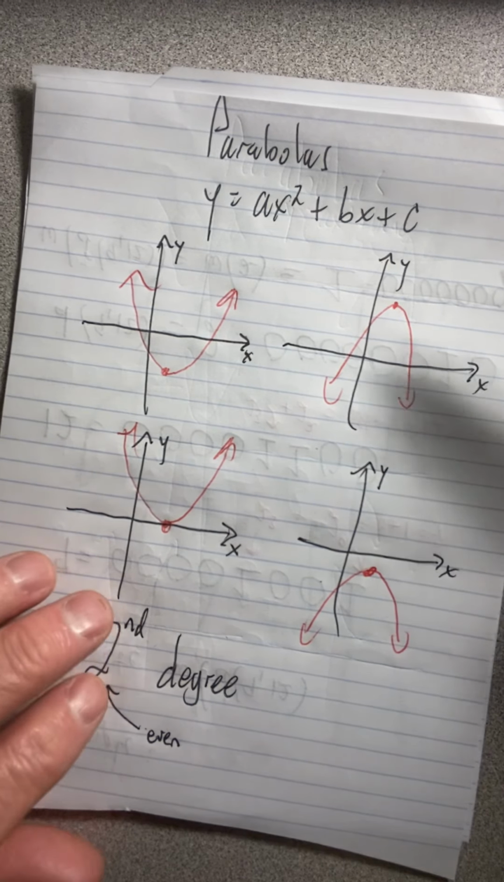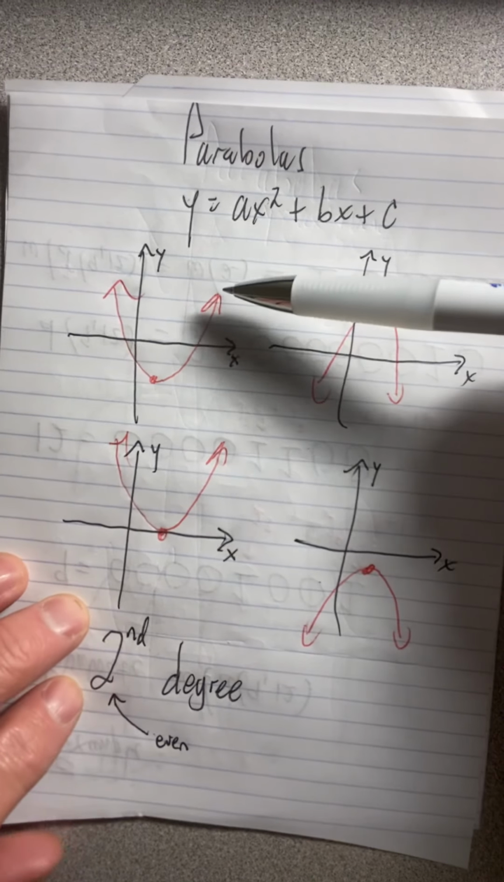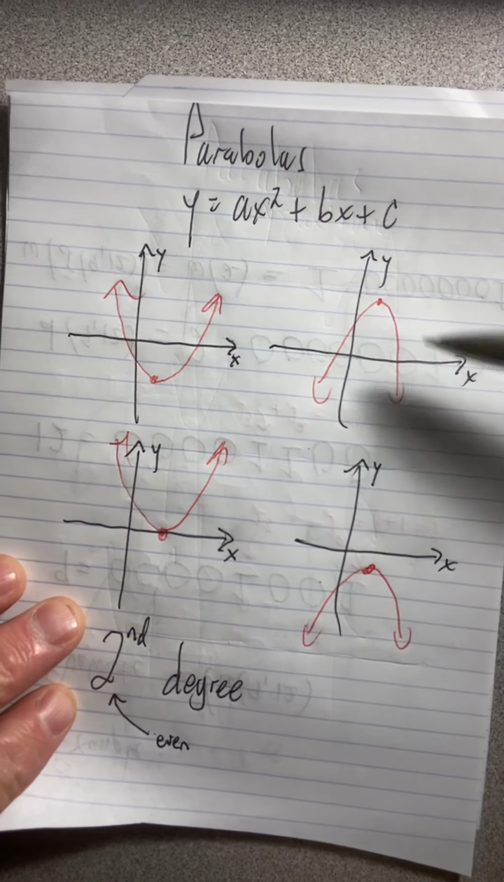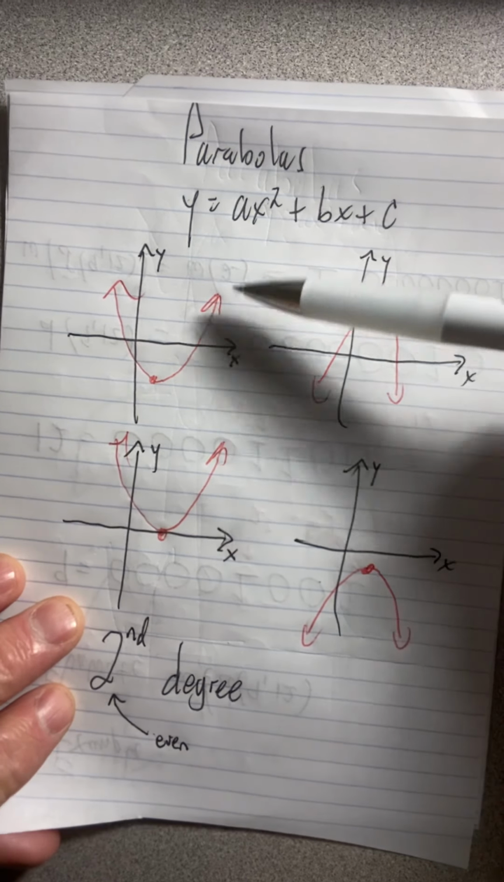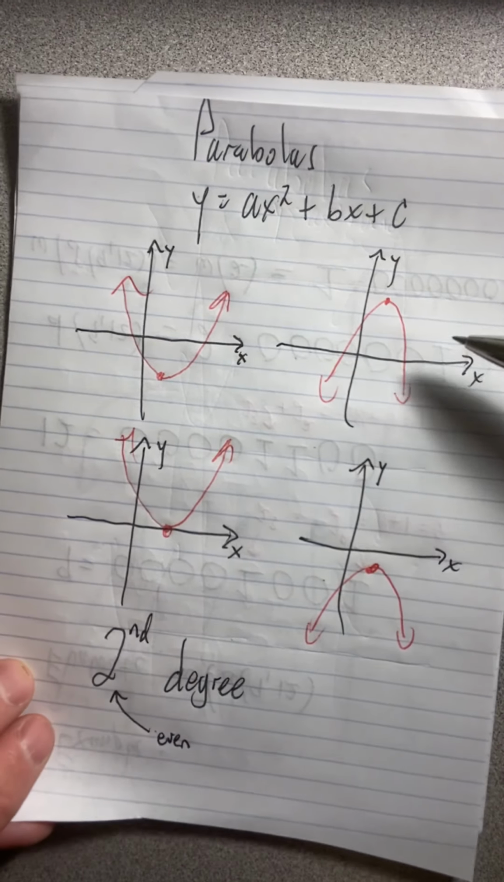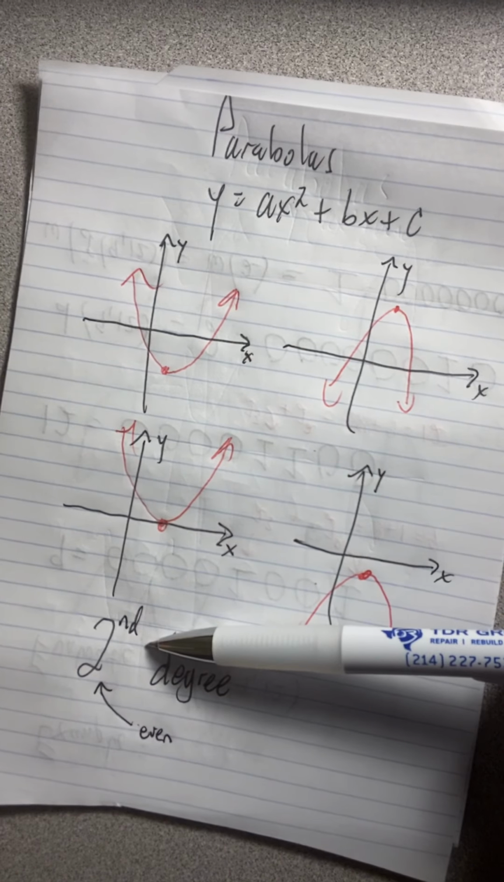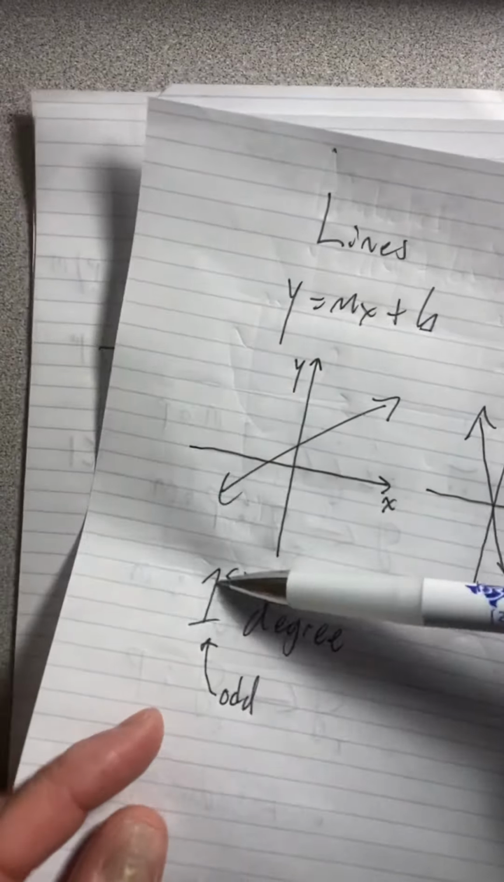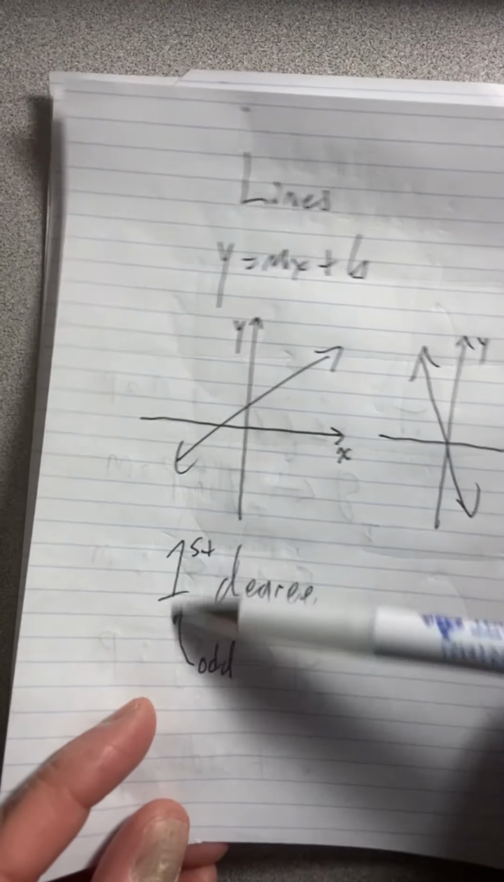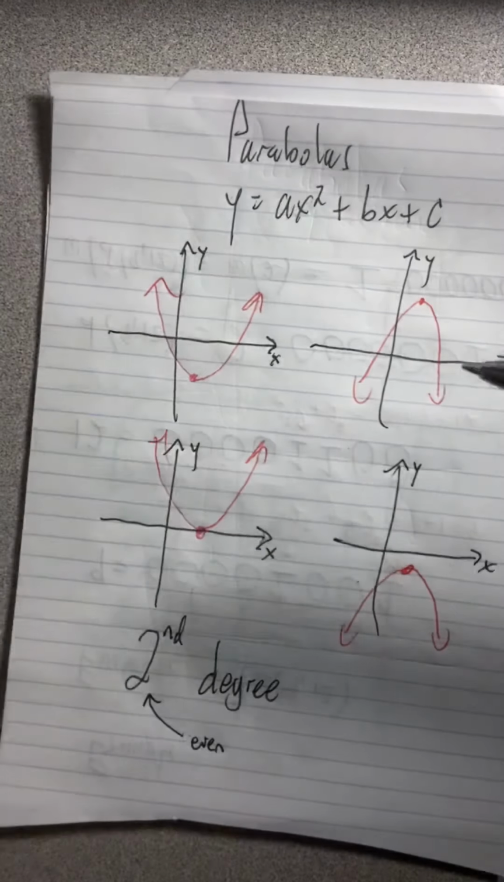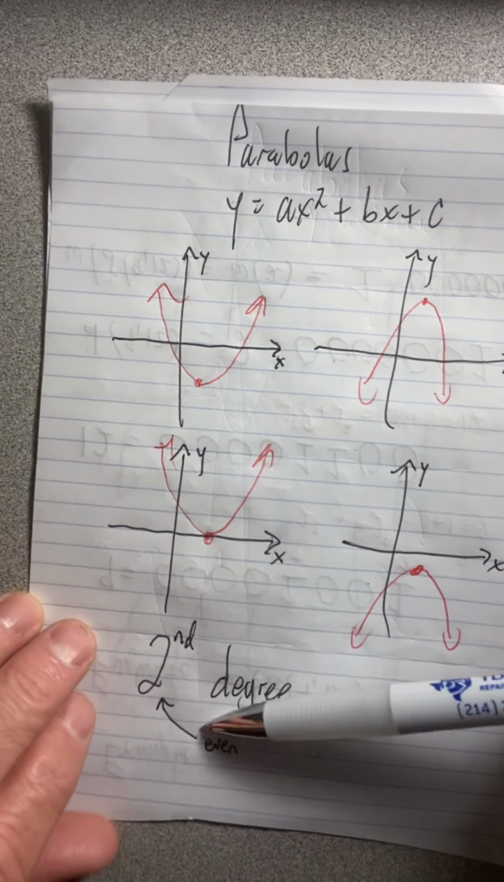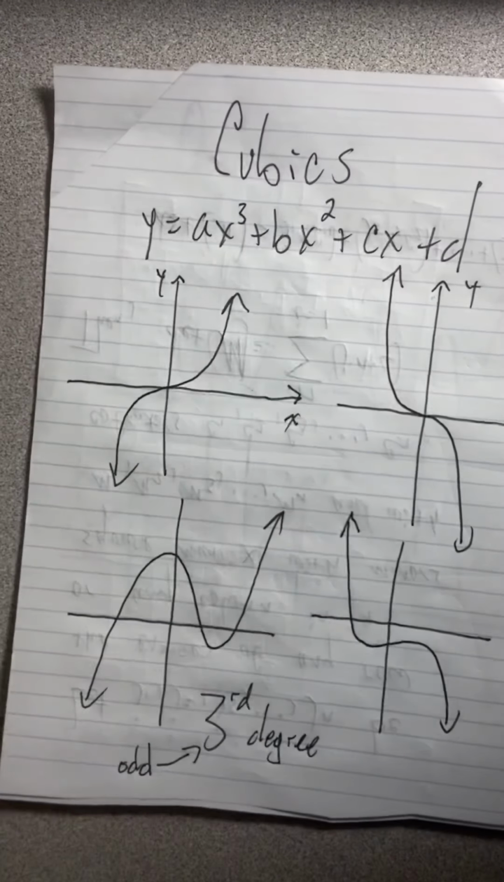Parabolas, though, they have the same end behavior. See, they're always the same end behavior. And so if they're the same end behavior, but they have second degree, I wonder if there's a connection there. So when it was first degree, it was odd degree, it was opposite behavior. Here it's even degree and it's the same behavior. I wonder if that's a connection.